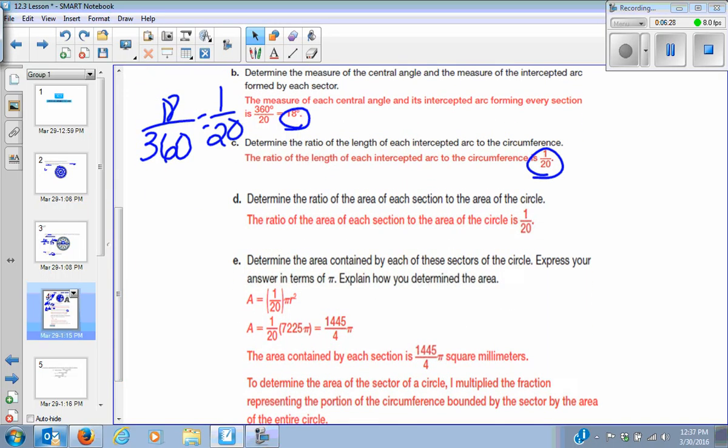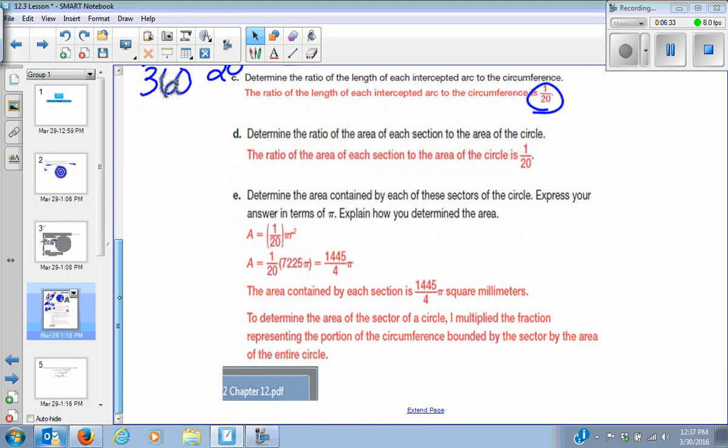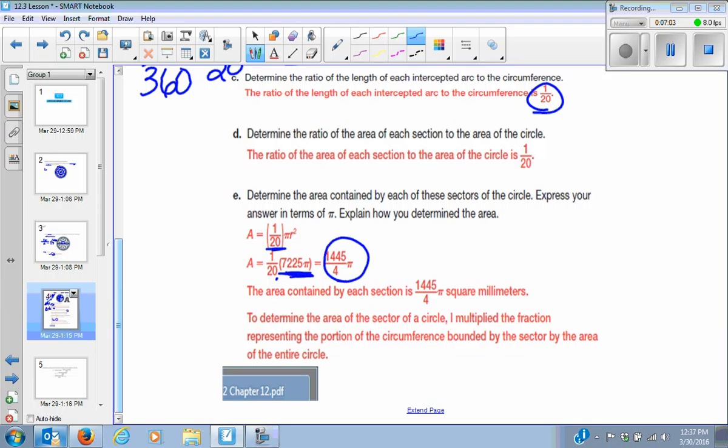Determine the ratio of the area of the sector. The area is still going to be the whole area, and it's going to be 1/20th of it. So determine the area contained in each sector. Well, we just figured out in the previous problem the area of the full thing. The area of one sector is only going to be 1/20th of that. So we took 1/20th and multiplied it by the actual area and came up with this answer. That will be the area of each section.